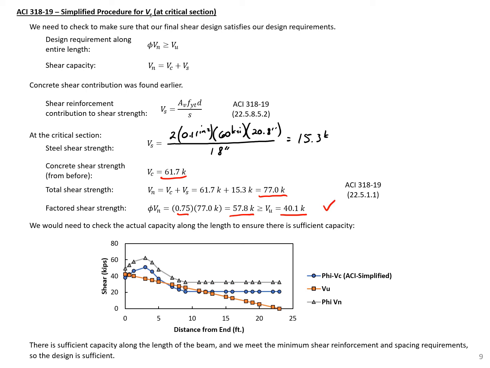We need to check the actual capacity along the length. Even though we just did one sample calculation of the critical section, you can see here I provide the rest of the checks along the length. And we need to make sure that our phi Vn is greater than our Vu, which you can see here it is along the entire length. And here we're only checking L over 2. We'll have a symmetrical shear diagram and resistance diagram on the other side. So here our design for shear is okay.